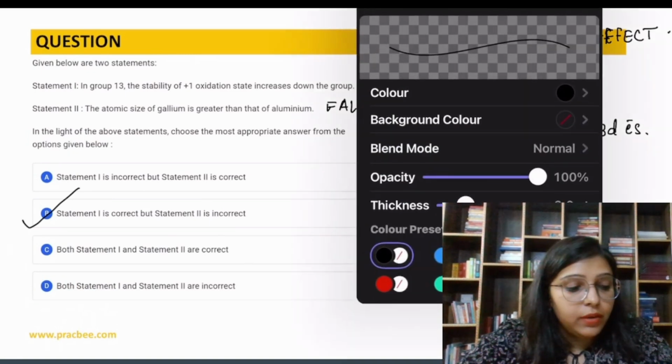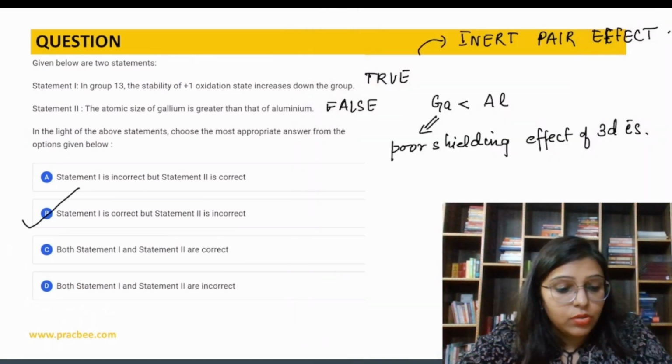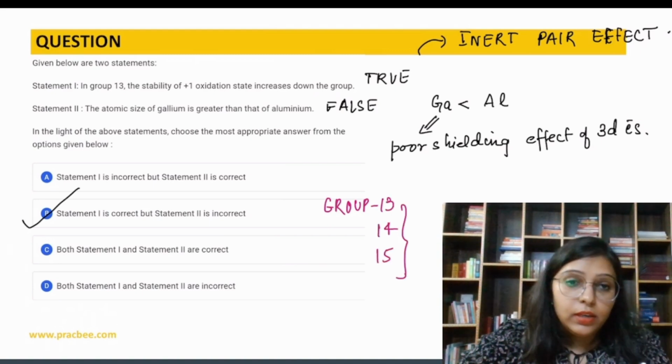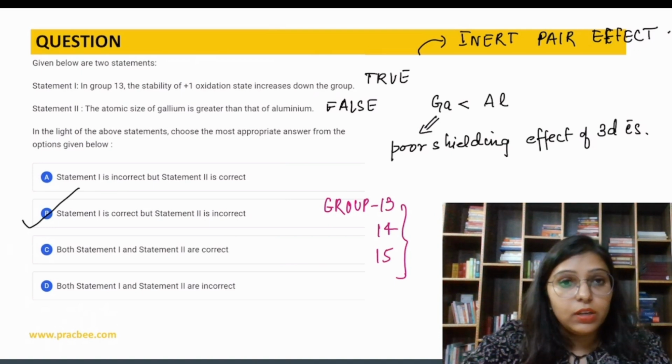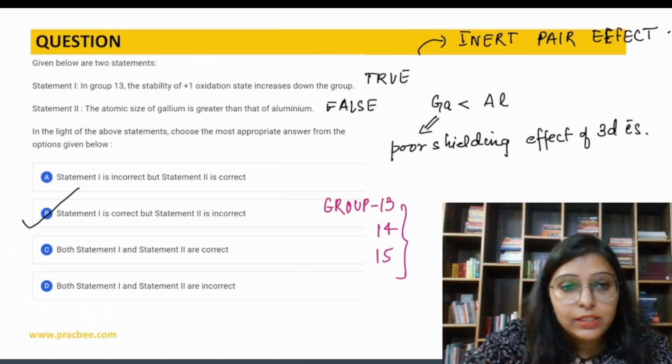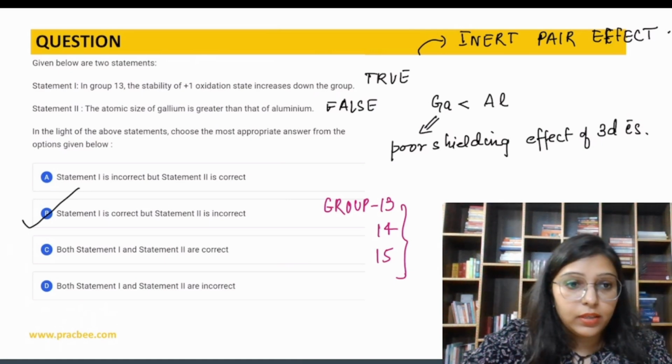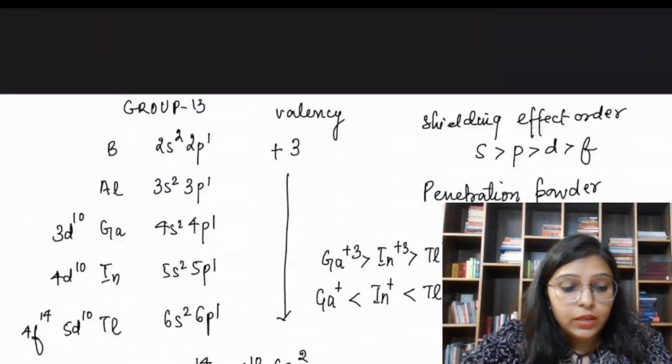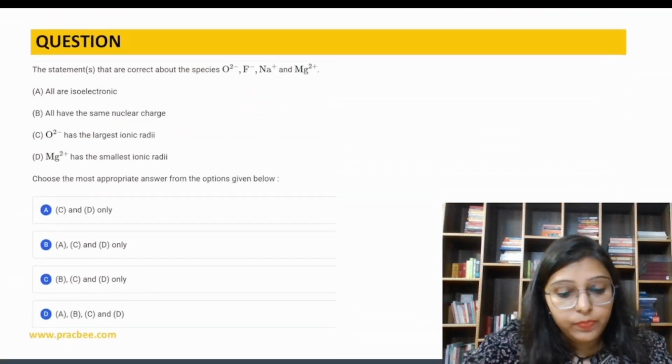Also, inert pair effect is observed in group 13, 14 and 15 only, right? So stability of lower oxidation state increases on moving down the group. That is the significance of the inert pair effect. I hope I am clear. Now let's do the next question.